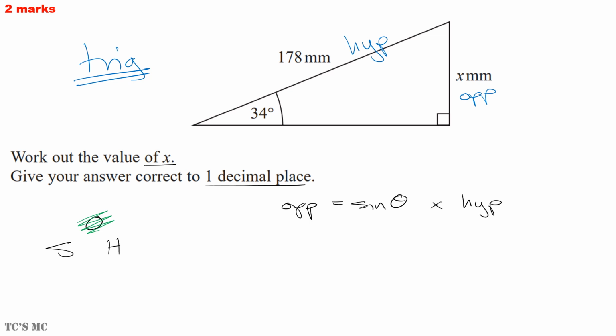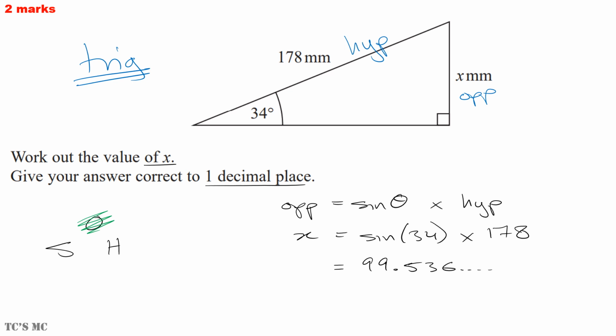Now I can substitute in my values. x is equal to sine 34 multiplied by 178. Now I have 1 mark. When typing this into the calculator, remember to use brackets. We get 99.536 and it goes on.